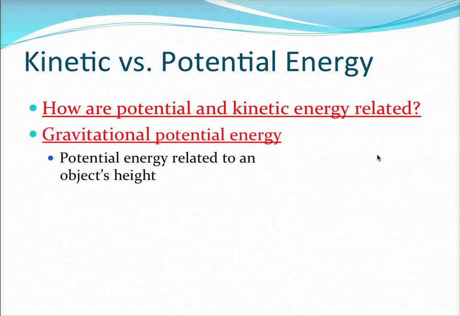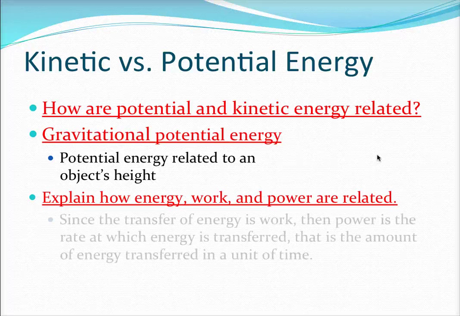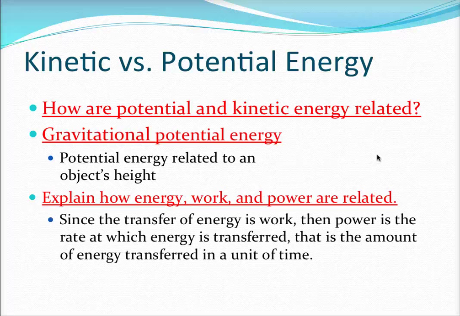Gravitational potential energy, just a definition: potential energy related to an object's height. Explain how energy, work, and power are related. Since the transfer of energy is work, then power is the rate at which energy is transferred. That is the amount of energy transferred in a unit of time.